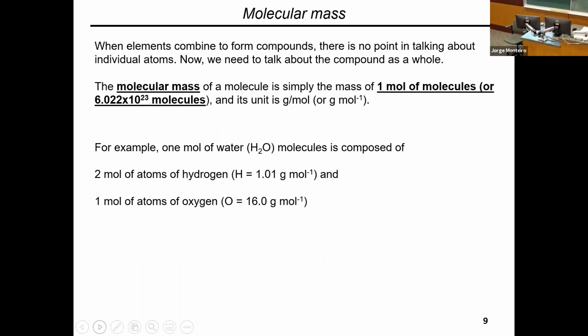When elements combine to form compounds, there is no point in talking about individual atoms. Now we need to talk about the compound as a whole. The molecular mass of a molecule is simply the mass of 1 mole of molecules, or 6.02 times 10 to the 23rd molecules. And its unit is grams per mole, or gram mole to the -1.